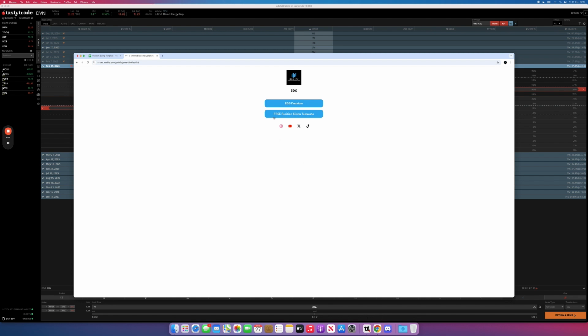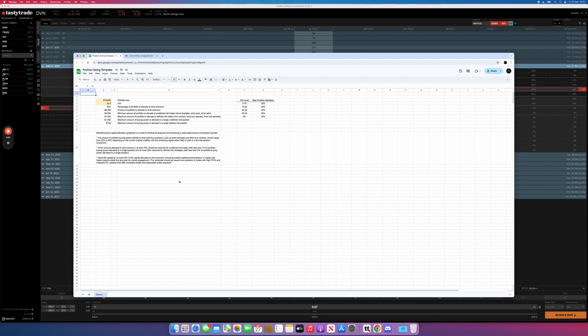Well, in order to figure that out, we've created a free position sizing template. The link is in the description. The way it works is you enter the size of your portfolio, you then enter what the current VIX level is, and then everything will be automatically calculated for you. You just need to use this information to form the backbone of your portfolio. It will tell you the maximum amount of buying power to allocate to any single defined risk position and undefined risk position, and it will also tell you how much of your portfolio you should be allocating to short premium strategies in general. As long as you follow this over the long term, you'll be absolutely fine.